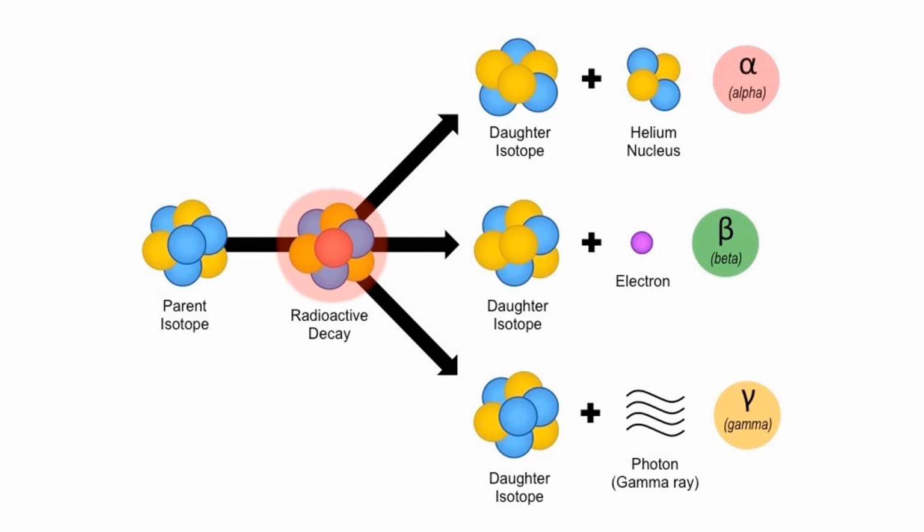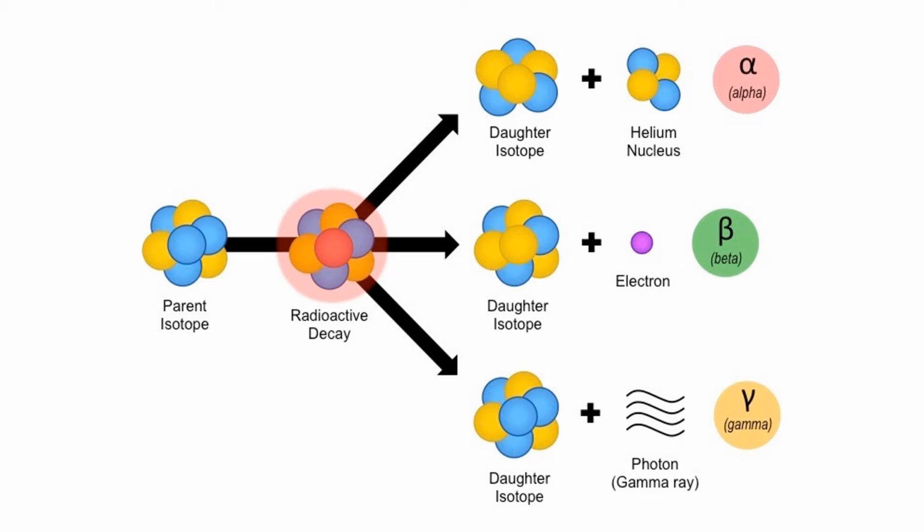There are 3 different pathways of radioactive decay. In each pathway, an unstable radioactive parent isotope is replaced by a stable daughter isotope along with some other form of energy and mass. We can call these byproducts alpha, beta, and gamma particles. Alpha particles are positively charged helium nuclei. Beta particles are negatively charged electrons. And gamma particles are light particles called photons.